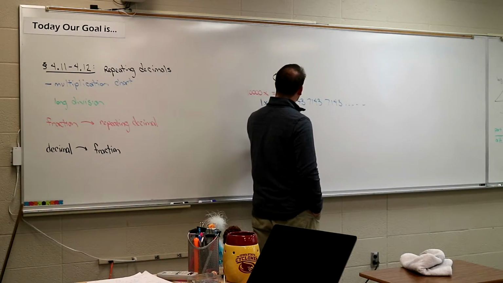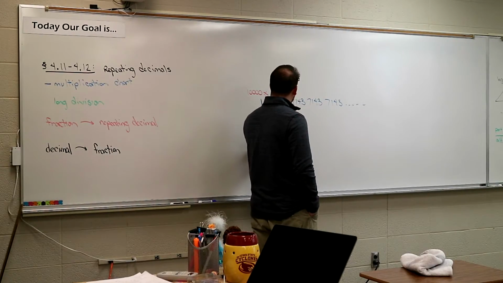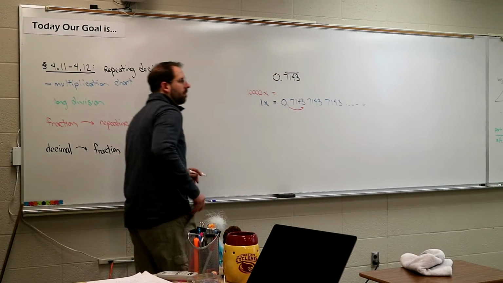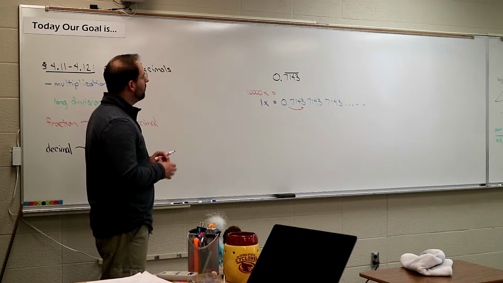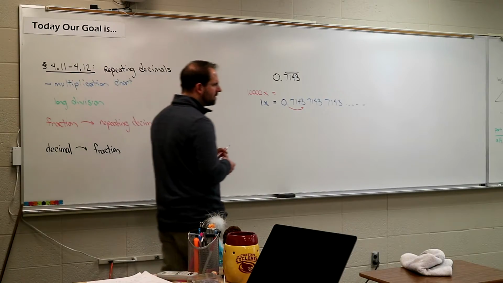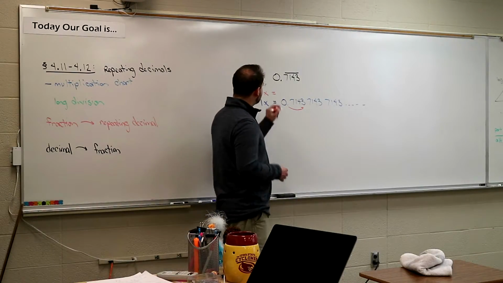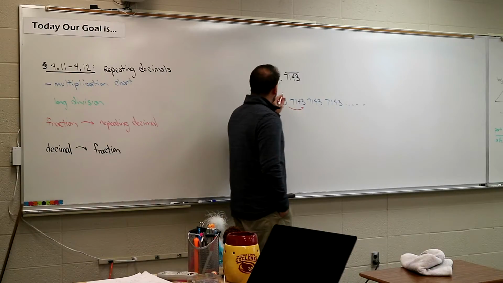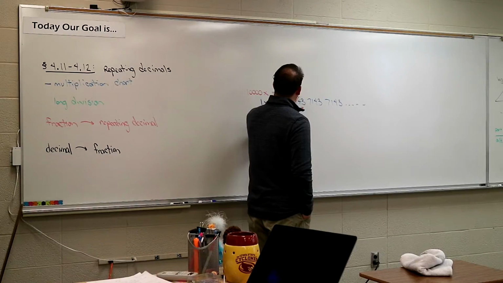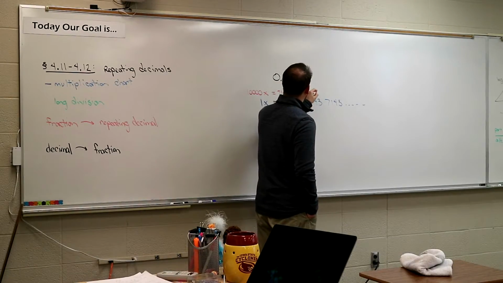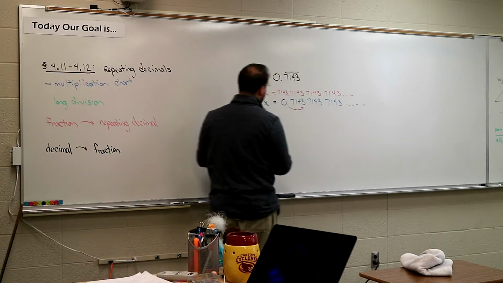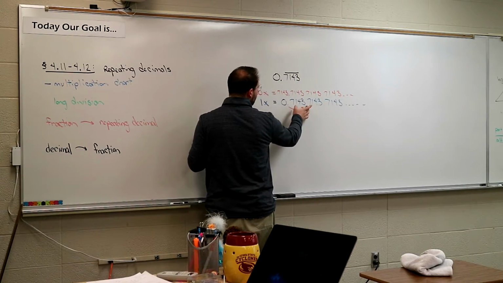So if my original number was 7143, 7143, if I move this decimal back 4 spots, where is it gonna be behind? Behind the 3. So my number will be 7143.7143, 7143, 7143, and so on, because all I did was move the decimal back 4 spots, so it's behind the 3.